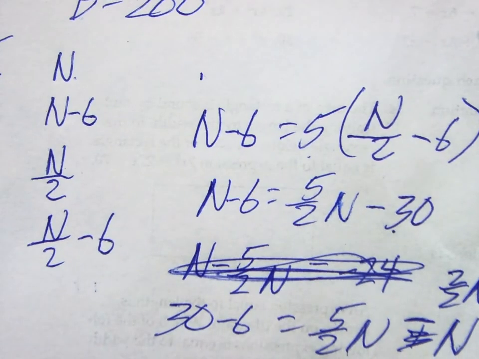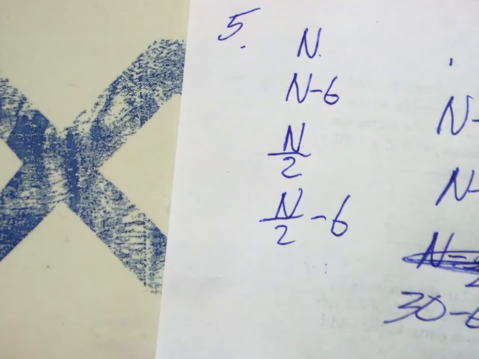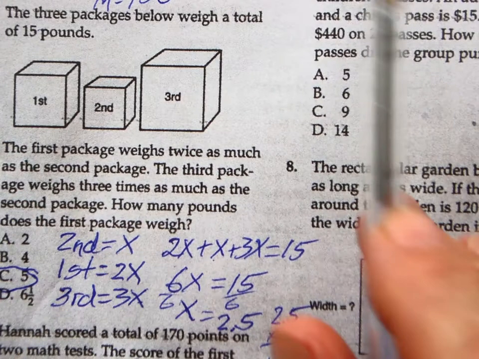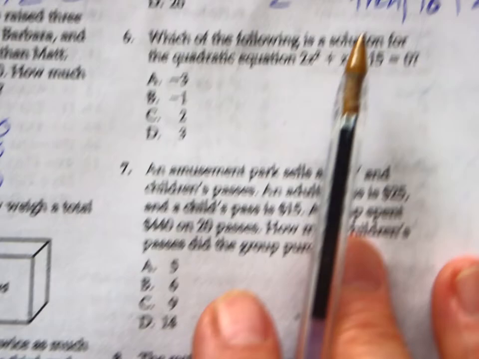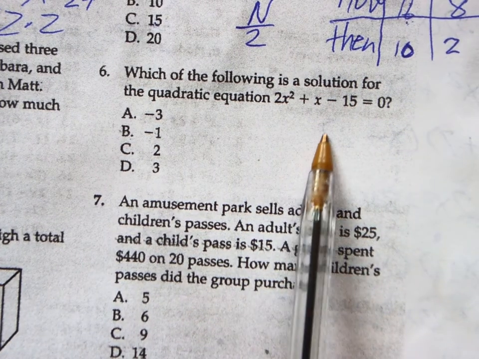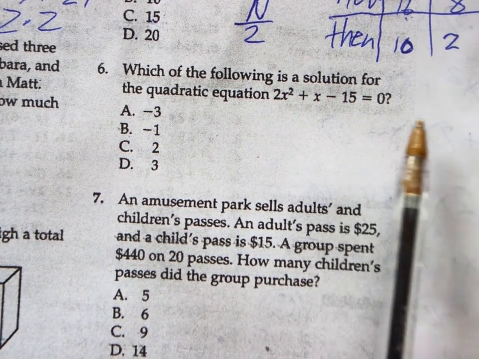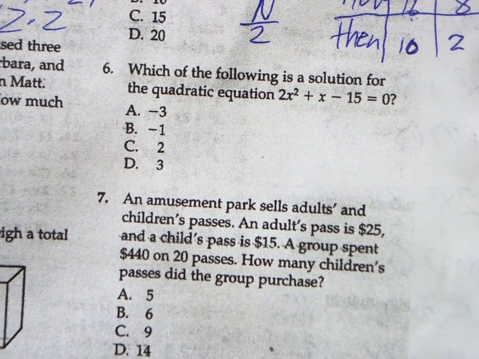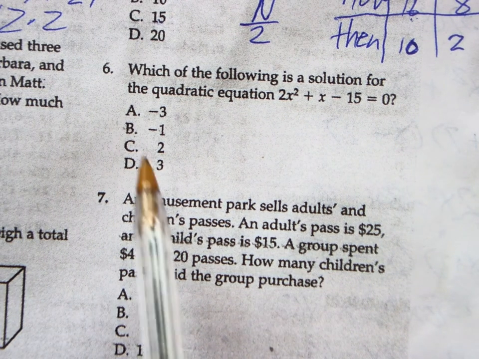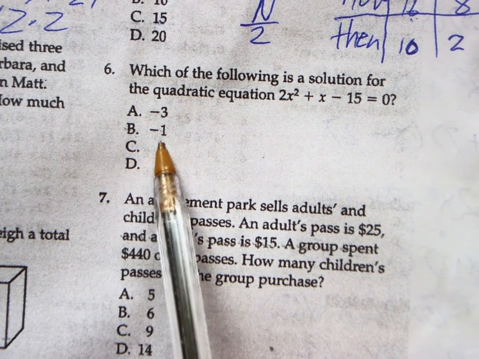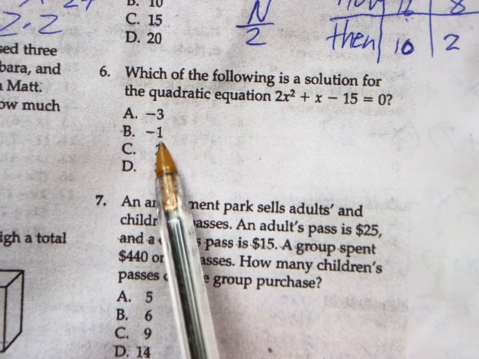Okay, did you try number 5? Oh, number 6, sorry. Which of the following is a solution for the quadratic equation 2x squared plus x minus 15 equals 0? So you could solve the quadratic equation, or you could just try the answers. Now, 1s are easy numbers to use, but it's a -1. But let's use it anyway.